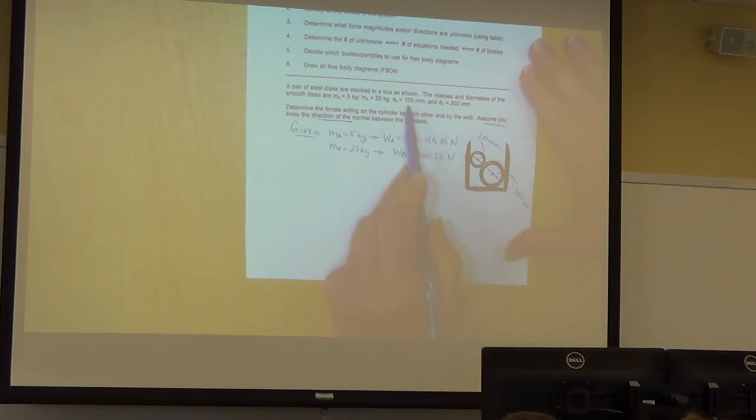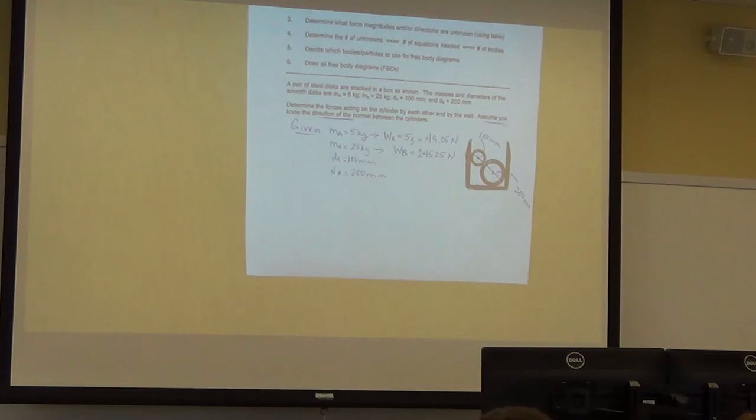Okay. Anything else given? They give you the diameter of A is 100 millimeters. Diameter of B is 200 millimeters. Anything else that's in the words that's not in the picture? Direction of the normal. Good, the normal is, assume the direction. So you don't have to write this, but we know the direction of normal.